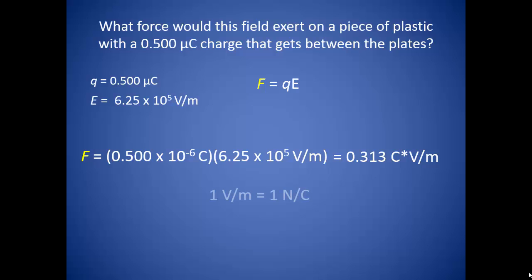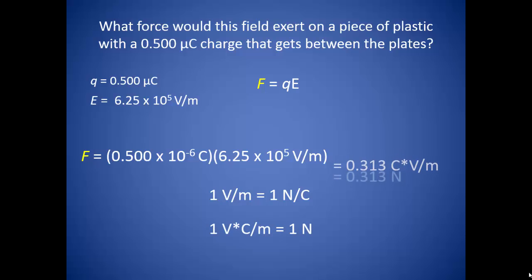If you're looking at that label and wondering what in the world that means, remember that 1 volt per meter is equal to 1 newton per coulomb. And if we move those labels around, we get an expression for 1 newton, and therefore we can write our answer as 0.313 newtons as our force.